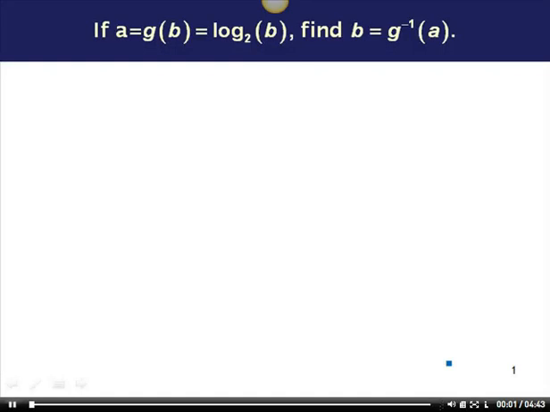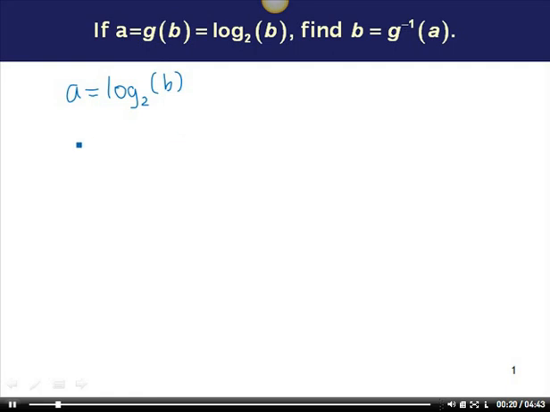If a equals g of b equals log base 2 of b, find b equals g inverse of a. I'm going to start with my log equation, a equals log base 2 of b. I need to solve this equation for b. I can do so by switching this from log form to exponential form.